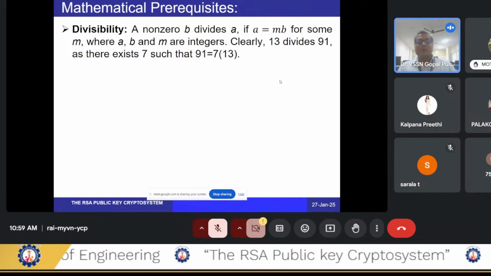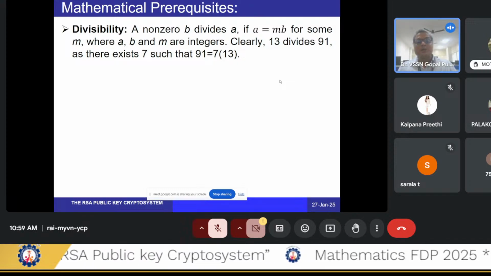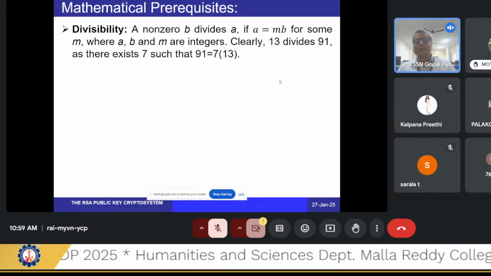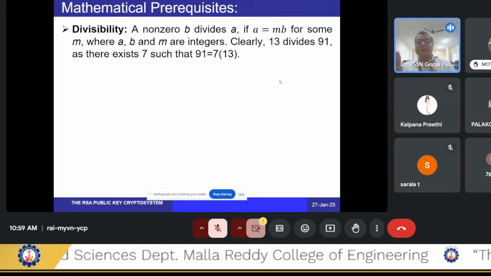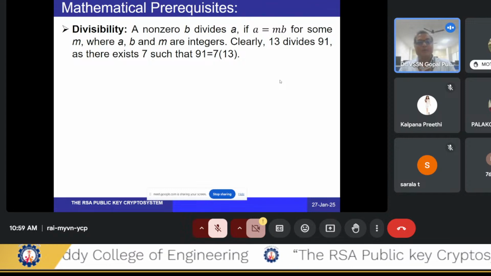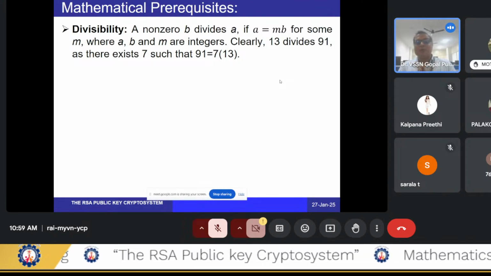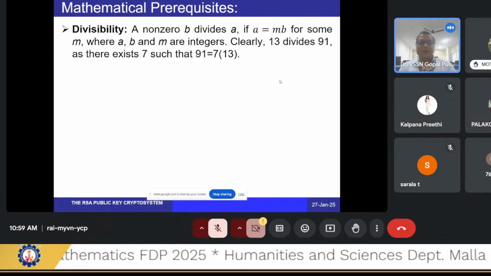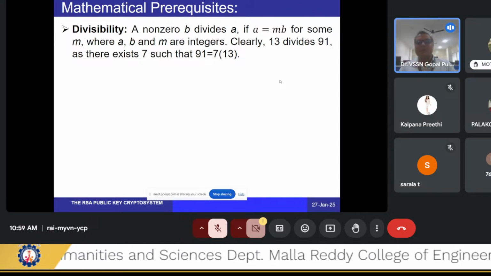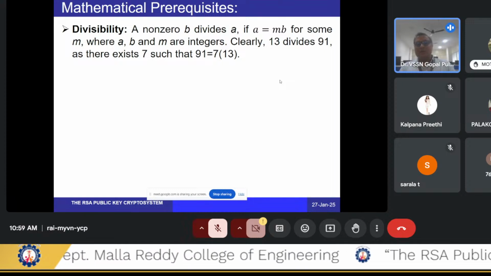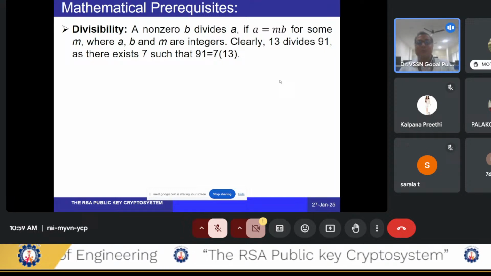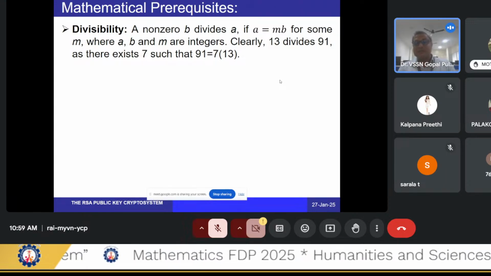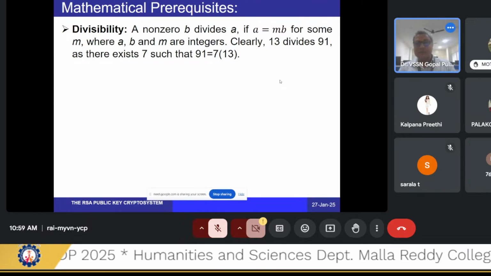When we say that one integer divides another, say b divides a, it means that a can be written as a multiple of b. As a simple example, 91 is divisible by 13, because 91 can be written as 7 times 13.